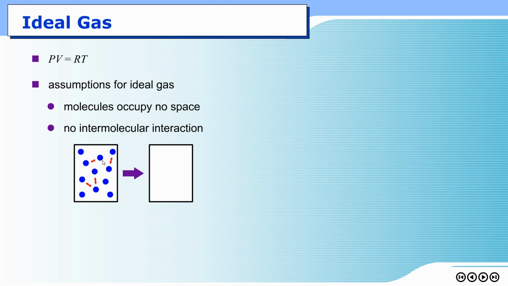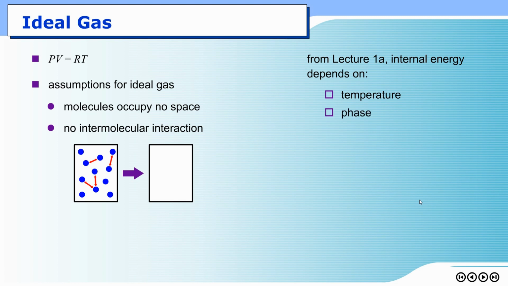It also complies with the first assumption that molecules do not occupy any space. So there's no molecule basically, and there's no interaction among molecules. If you recall lecture 1a, I mentioned that internal energy depends on three factors: temperature, phase of the fluid, and chemical composition or bonding within the fluid itself.